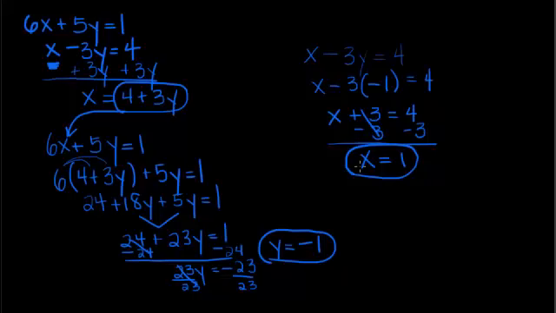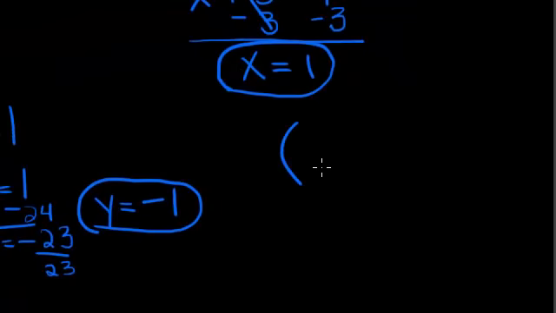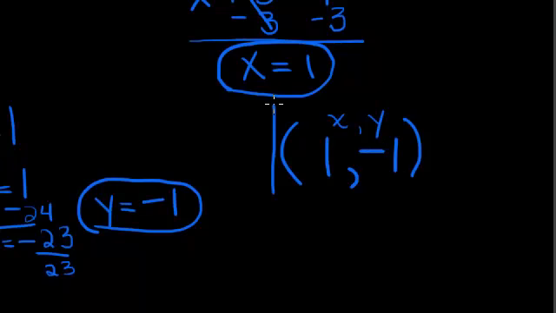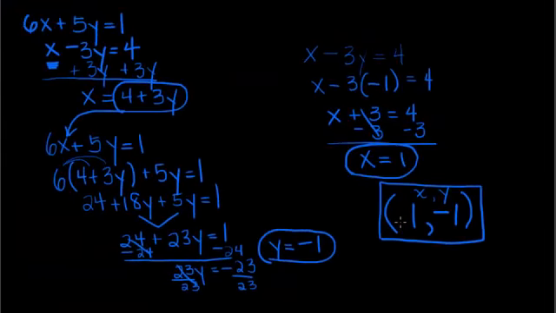To express my final answer correctly, I will take each value found and write them as coordinates of an ordered pair. Since an ordered pair is expressed as x, comma, y, I will list my x value first, which is 1, and my y value second, which is negative 1. (1, negative 1) is my solution to the system of linear equations given here. It is the solution because it satisfies both equations in the system.